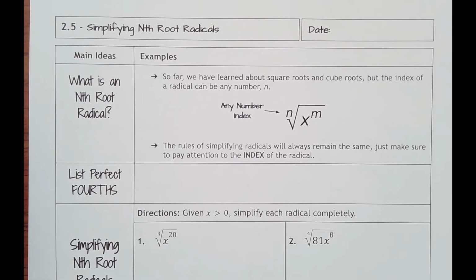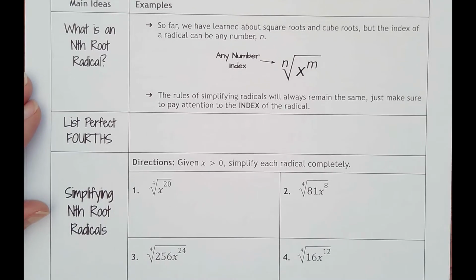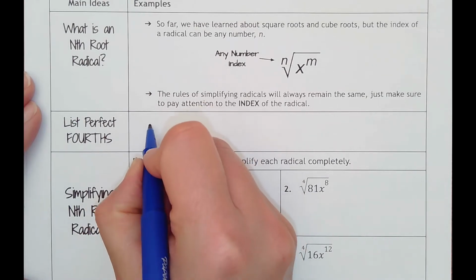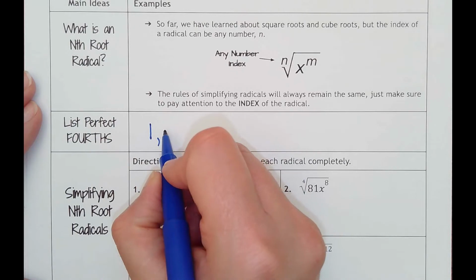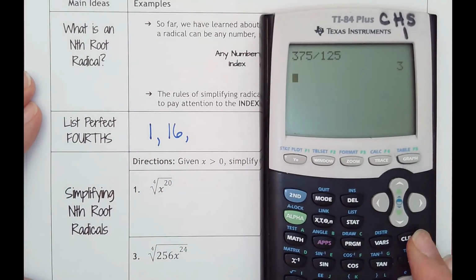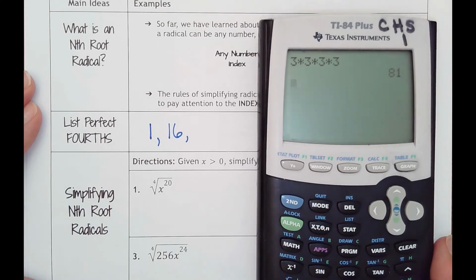First of all, listing the perfect fourths, but then we'll get into ones that are bigger than the 4th roots. Okay? So on your sheet, you should see these, but I want you to think about if I had 1 times 1 times 1 times 1, that would be 1. If I had 2 times 2 is 4 times 2 is 8 times 2 is 16 would be the next. And then we'll do 3 times 3 is 9 times 3 is 27 times 3 I think is 81.